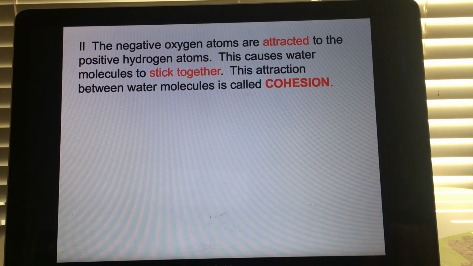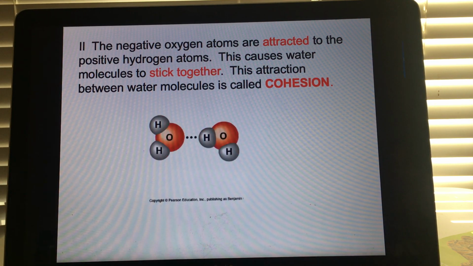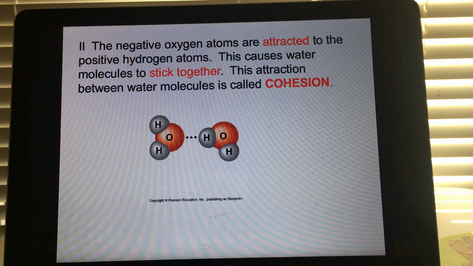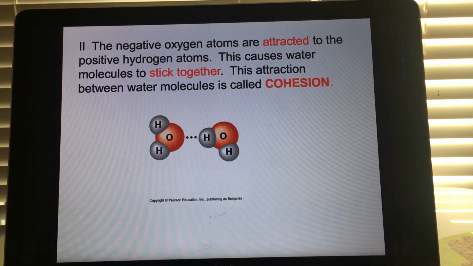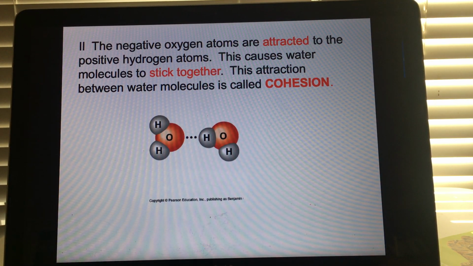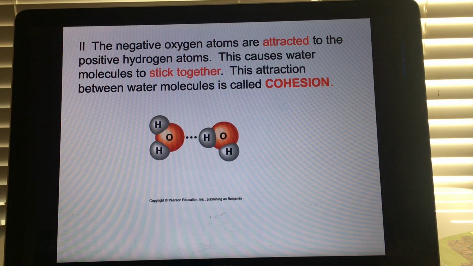So when you have two water molecules near each other, they are actually attracted to each other because the positive hydrogen atoms are attracted to the negative oxygen atoms, and this causes the water molecules to stick together. The vocabulary word associated with this phenomenon is called cohesion. So think of co meaning together. So cohesion is when two water molecules stick together.